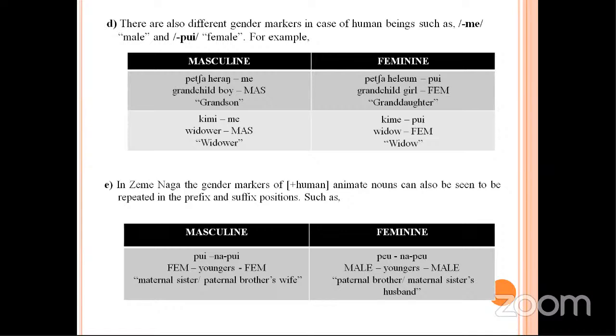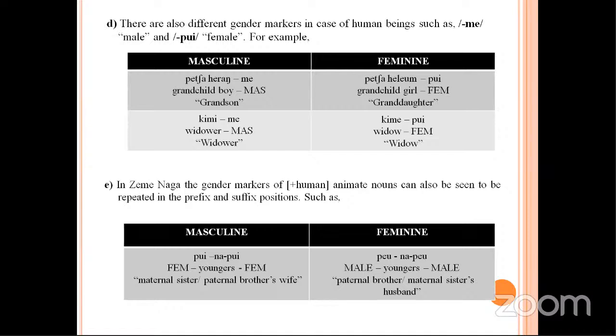Kimi Me, Kimi widower. Me is a masculine marker. Kimi Me means widower. Kime Pui, widow. Pui is a feminine marker, and Kime Pui means widow.